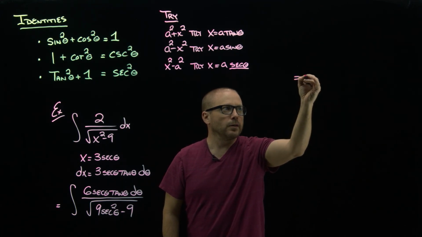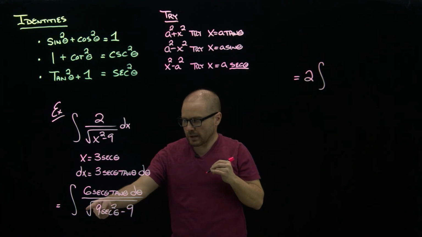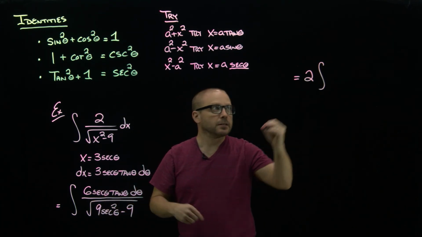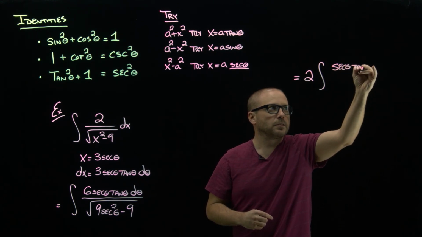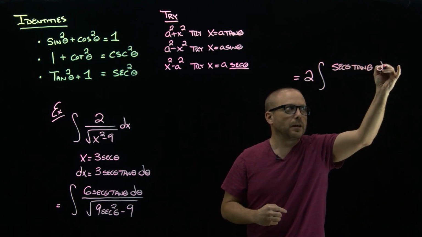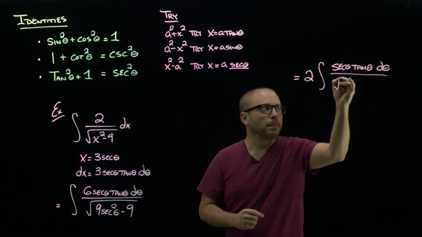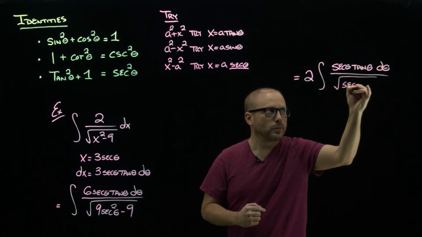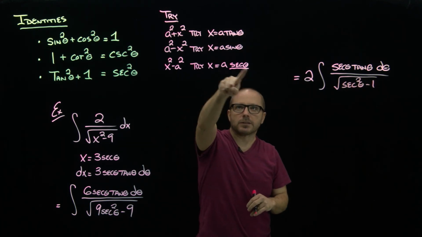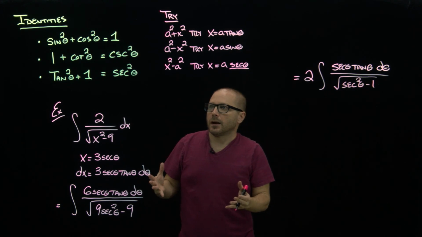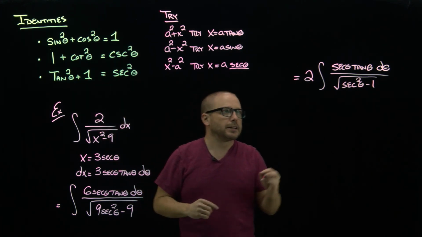So continuing on, we'll have 2. 9 comes out, becomes 3, cancels with the 6. Secant tangent d theta over square root secant squared minus 1. Which is exactly what I was talking about at the beginning here. We want to end up at secant squared minus 1, so we can use this identity.